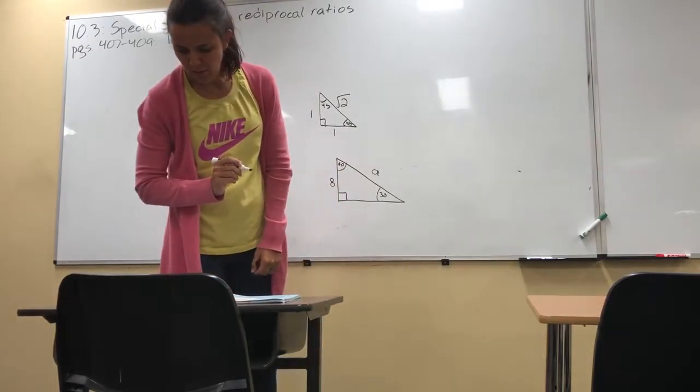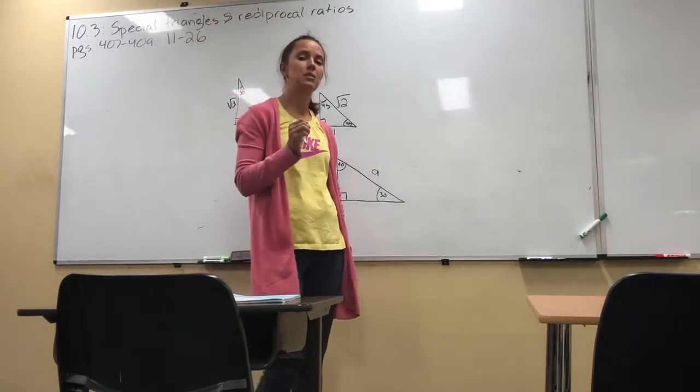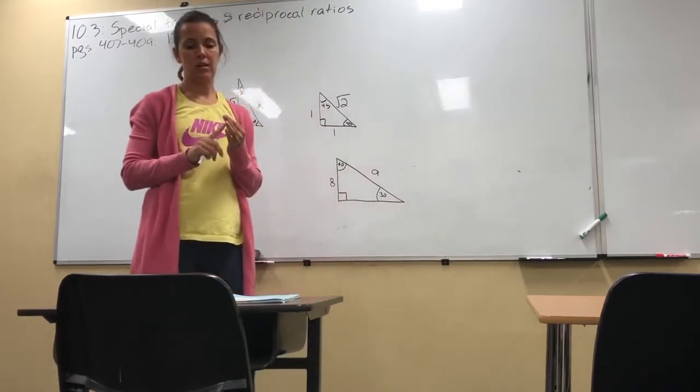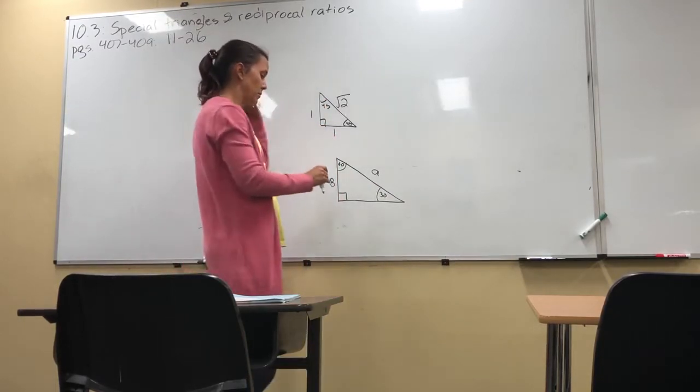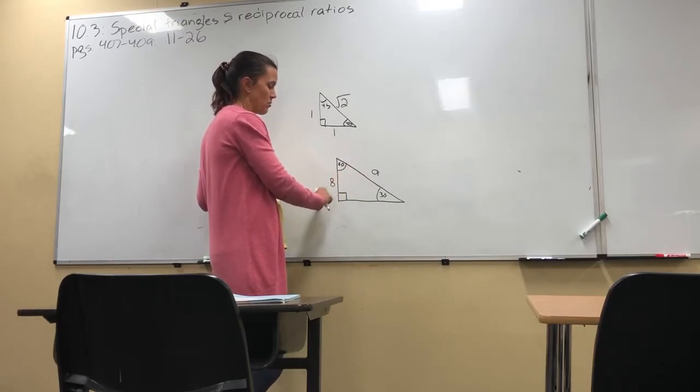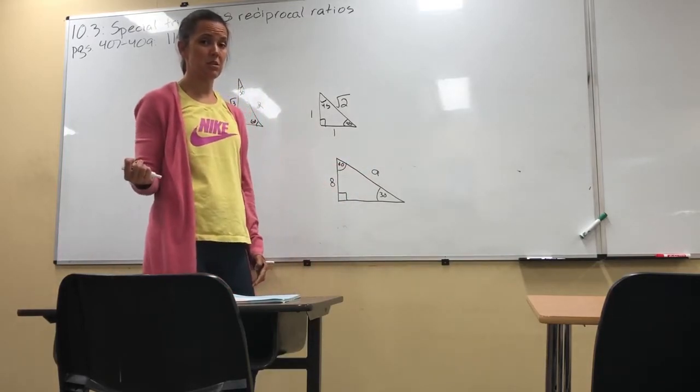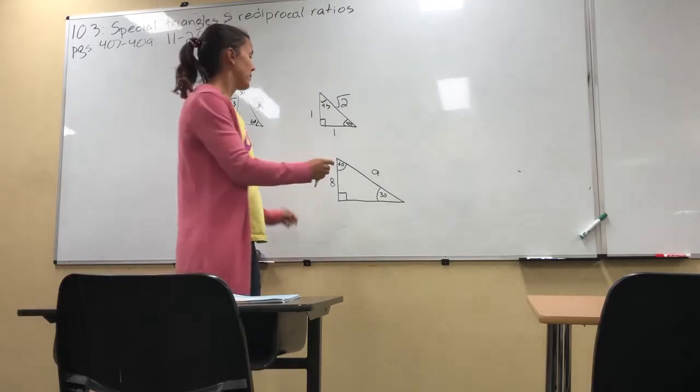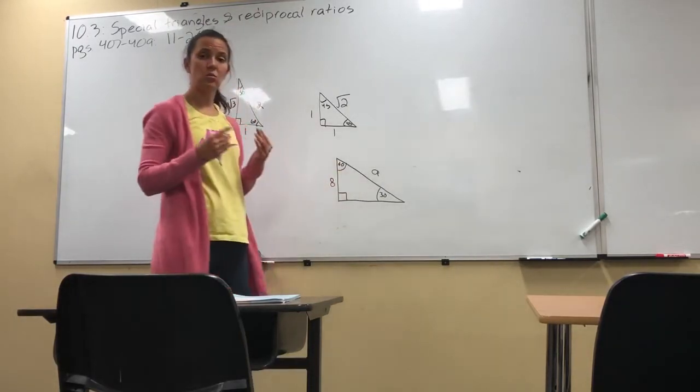Okay? Now, remember, solving a triangle means that you're going to fill in every single angle and every single side. In this case, what are we missing? We have angle, angle, angle, we have side, side. So we're just missing one side. Now, this is a 30, 60, 90. So we know the ratio, right?